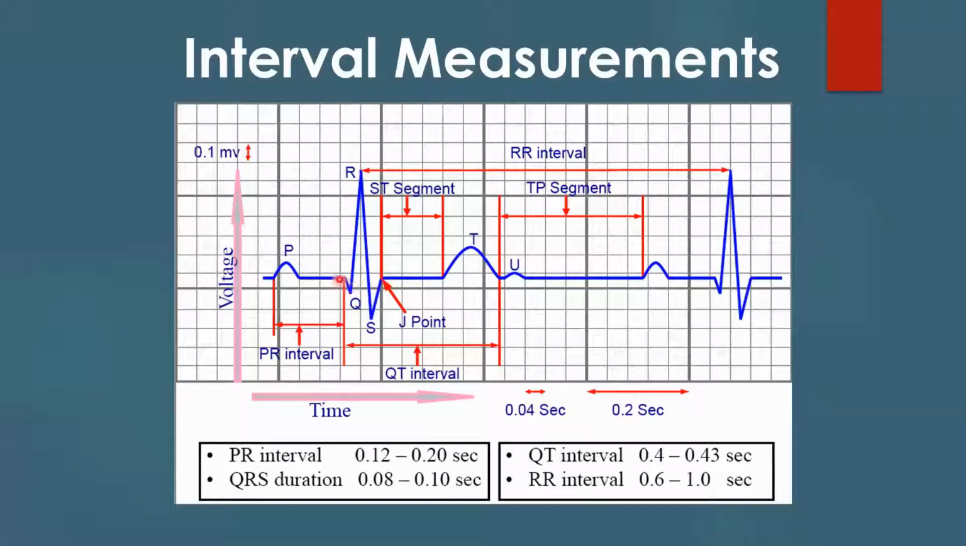If that J point is greater than 1 millimeter above the isoelectric line, that signifies ST elevation. And vice versa, if the J point is down here, you end up with 1 millimeter of depression, which is like an ischemic change. It doesn't necessarily mean they're having an MI, but it could mean they're on their way to having an MI.